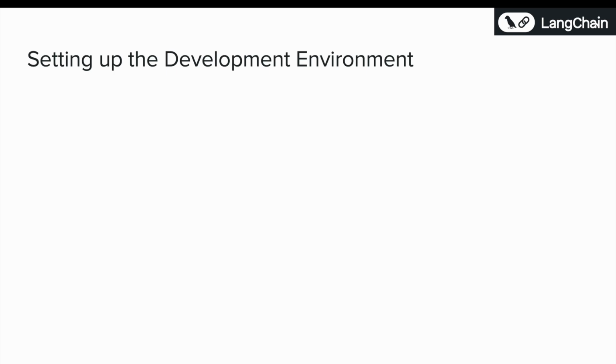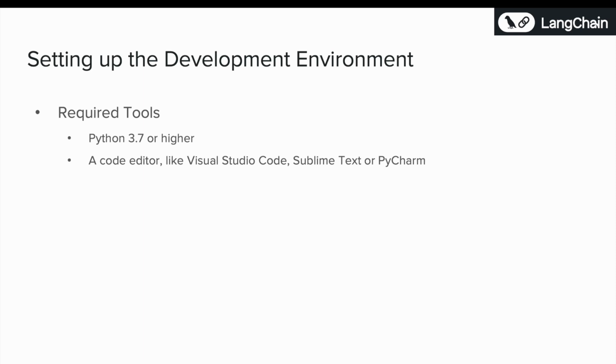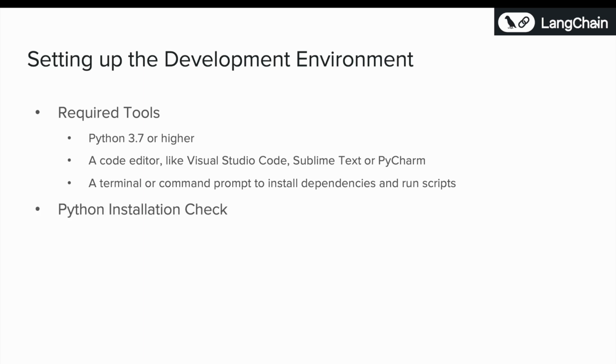Setting up the development environment. Let's see what are the required tools that we need. So before we dive into coding, let's make sure you have the right tools set up. For this course, you'll need Python 3.7 or higher. You need a code editor like Visual Studio, Sublime Text, or PyCharm, or any IDE of your choice. A terminal or command prompt to install dependencies and run scripts. Now let's do a Python installation check.